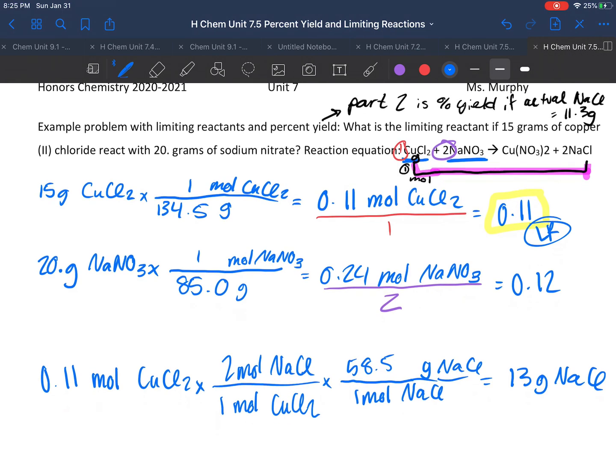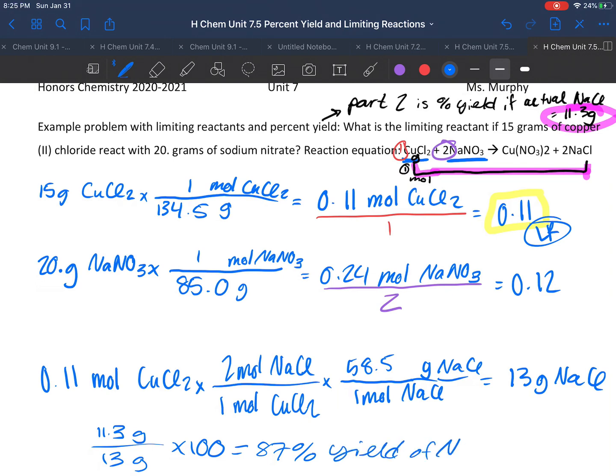And so to figure out our percent yield, we will take our 11.3, that's our actual, divided by our theoretical of 13, multiply it by 100, and we get 87% yield of sodium chloride.